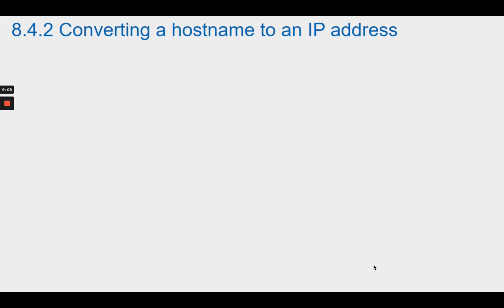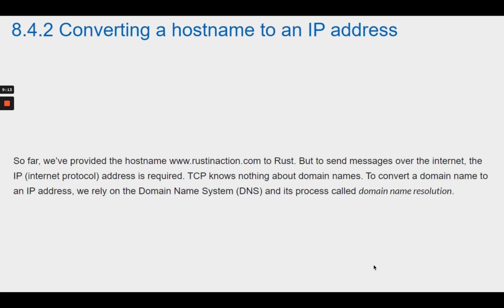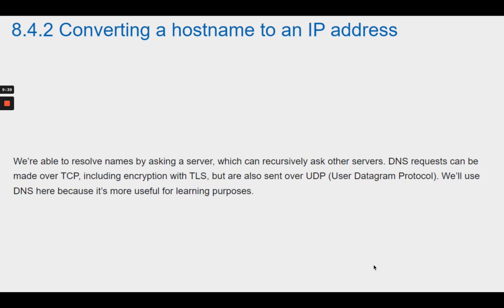Section 8.4.2. Converting a host name to an IP address. So far, we've provided the host name rustinaction.com to Rust. But to send messages over the Internet, the IP, or Internet Protocol, address is required. TCP knows nothing about domain names. To convert a domain name to an IP address, we rely on the Domain Name System, or DNS, and its process called Domain Name Resolution.